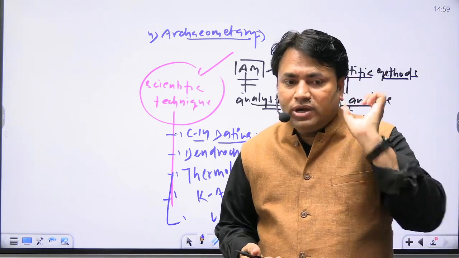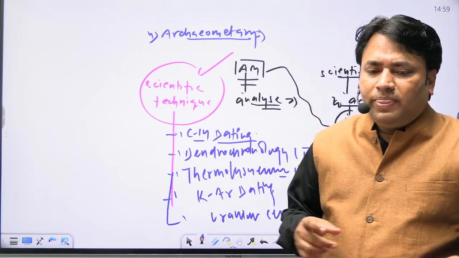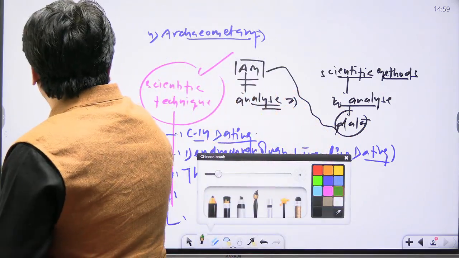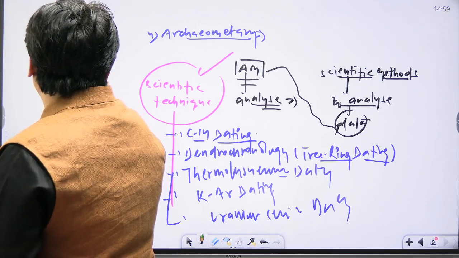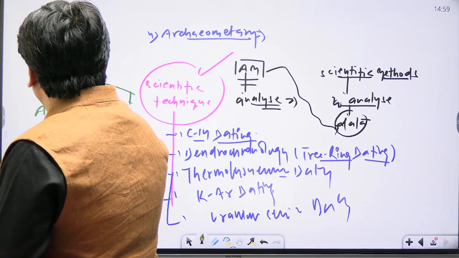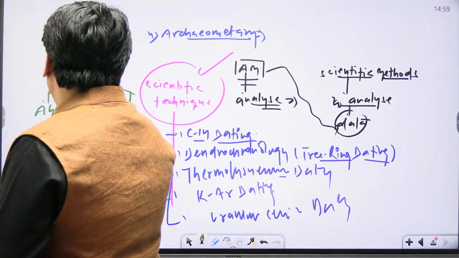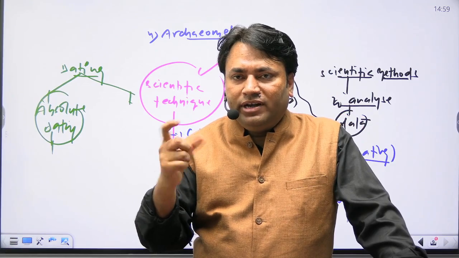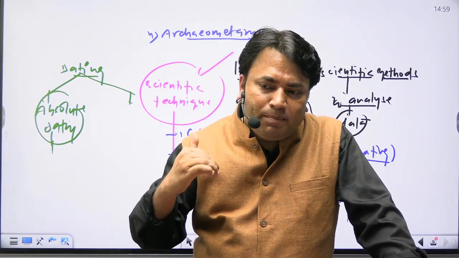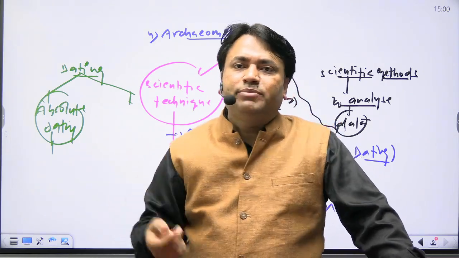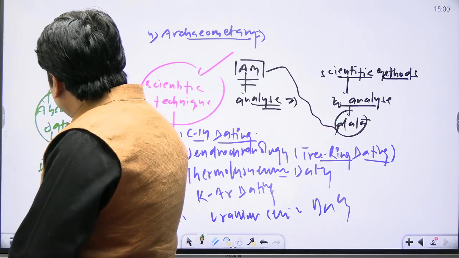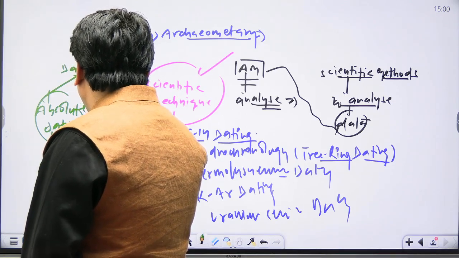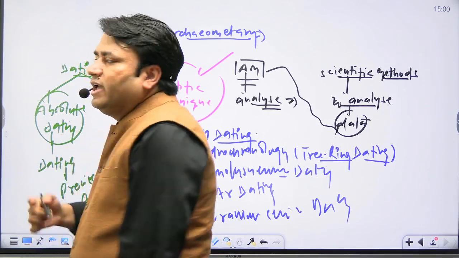So there are two kinds of dating here. One is called absolute dating, and the second is called relative dating. In dating also there are two concepts. Absolute dating simply means what? The dating which provides us a precise and accurate age, that is called absolute dating.